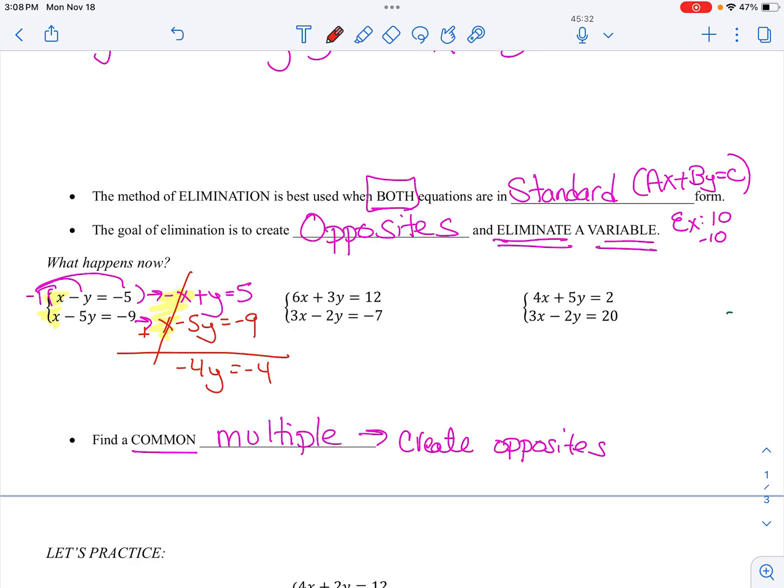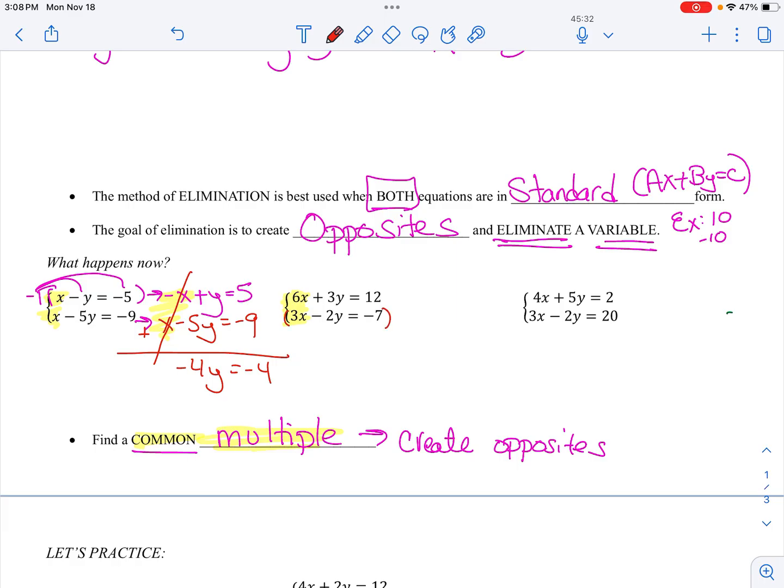The next one, again, I'm going to do more work with that later. I'm just trying to go through creating opposites. We're not actually finishing these problems. This next one, I look, they're both in standard form, but I don't have opposites. I could create opposites here. I know that 6 and 3 have a common multiple. 6 and 3 both multiply to 6. They also multiply to 18. That's another option, but I would probably try and go with the smallest. So, well, that one's already a 6.